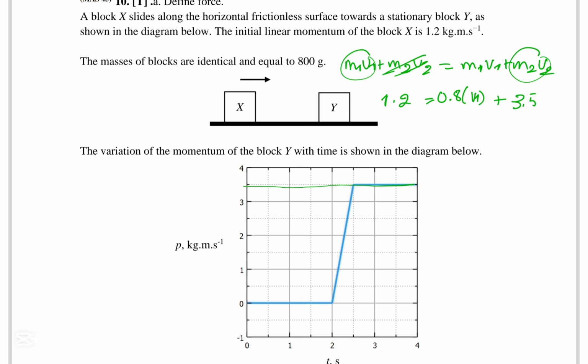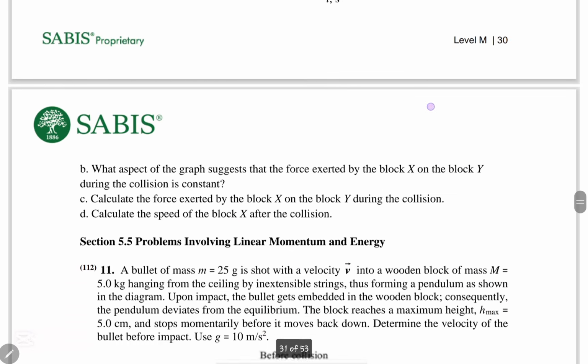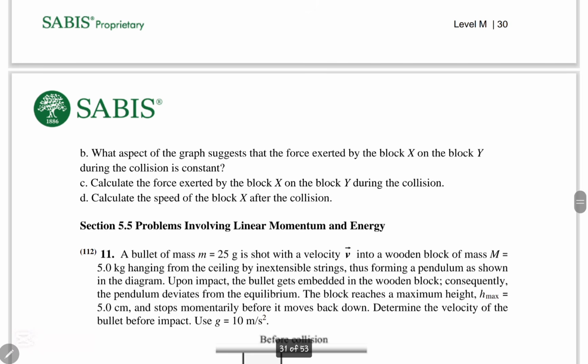Minus 2.3 divided by 0.8, I got, oh no, they did the same exact method as me. I got my velocity of X to be minus 2.9 meters per second. However, they asked for the speed, so I need to put it in absolute value, and I will say that the speed of block X after the collision was 2.9 meters per second. If they asked me the velocity, I say minus 2.9. If they ask the direction, you say that it bounces backwards or it rebounds.